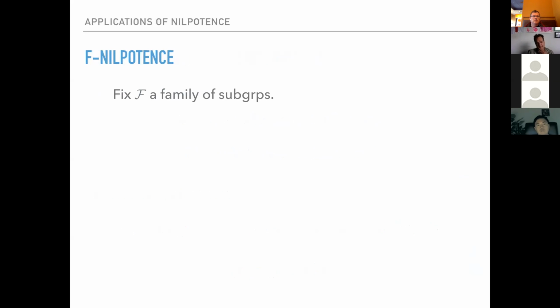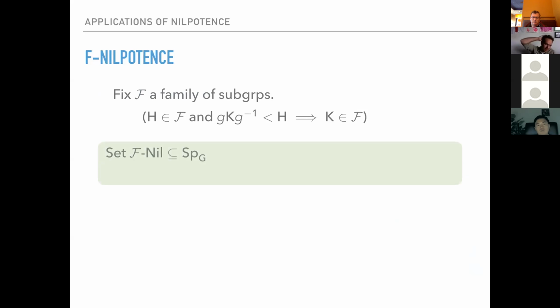So if I fix a family of subgroups, that is, if a subgroup is in my family and some other group is subconjugate to it, then that group has to be in there. It's closed under taking conjugation and subgroups. So that's what it means to be a family. Then we can define a full subcategory of G spectra called F-nil. And this is the smallest thick tensor ideal containing G/H tensor S_G, where H is in the family.